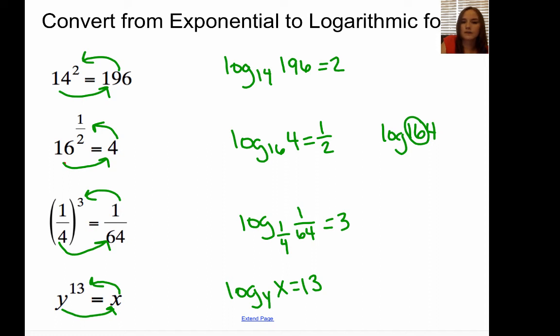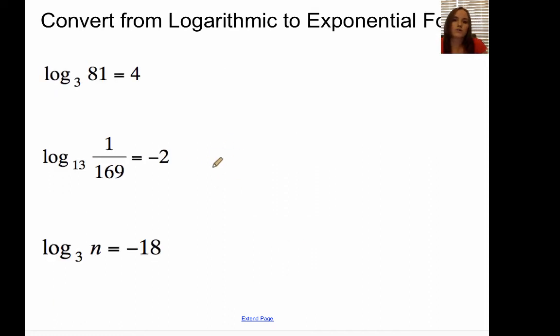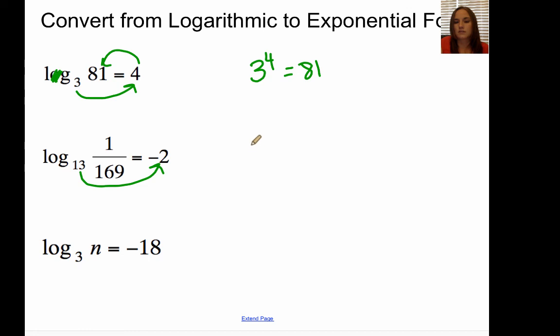All right, let's see about the next page. We're going to convert from logarithmic to exponential. So again, just like on the beginning slide, I showed you that we can just continue using the same rotation. Now, when we go back to exponential, we don't need the word log anymore. So we're going to go from 3, raise it up, 3 to the 4th power is 81. Okay, 13 to the negative 2 power is 1 over 169.